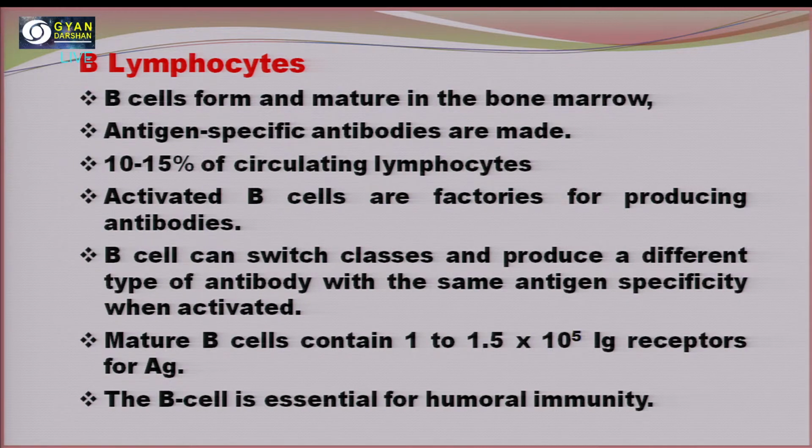And B cells can switch classes and produce different types of antibodies, like IgA, IgG, and IgM. The class switching mechanism is very important. B cells are able to produce different types of antibodies against the same antigen with the same specificity. A mature B cell contains 1 to 1.5 times 10^5 immunoglobulin receptors for the antigens. The B cell is essential for humoral immunity.